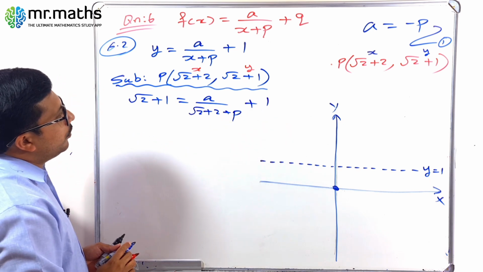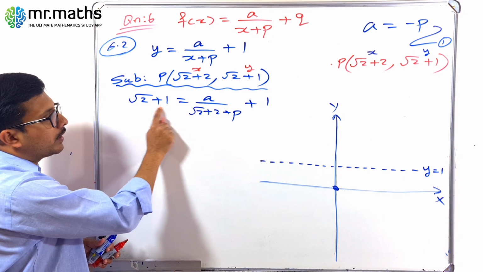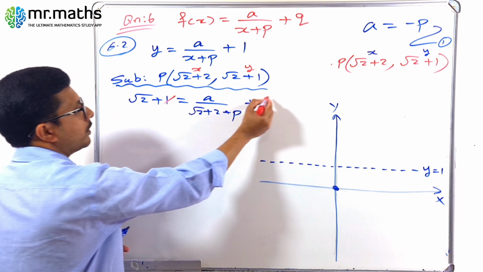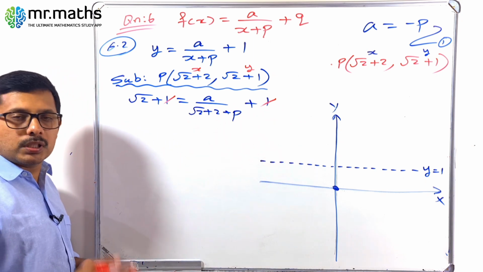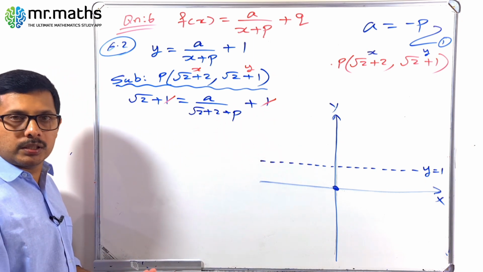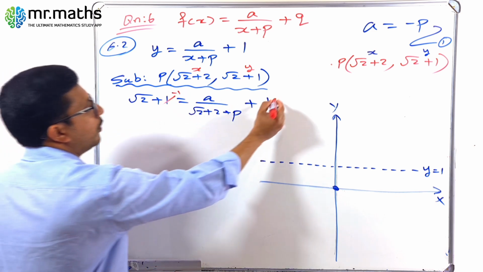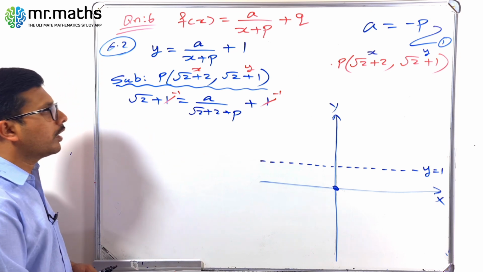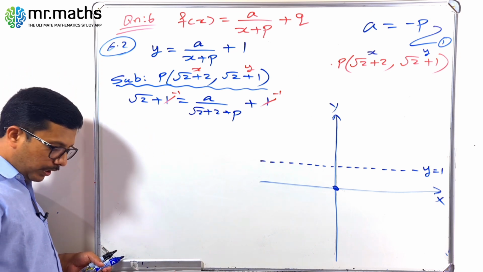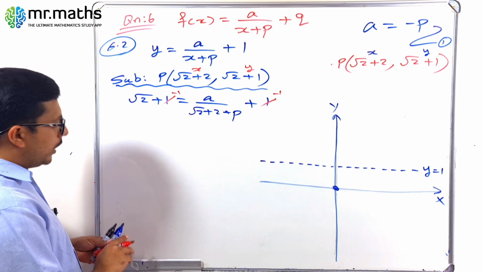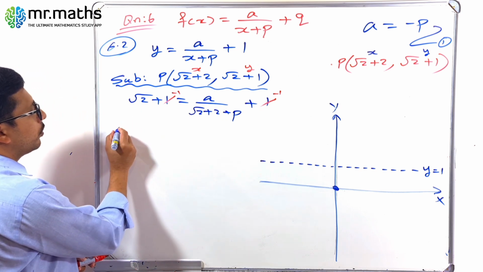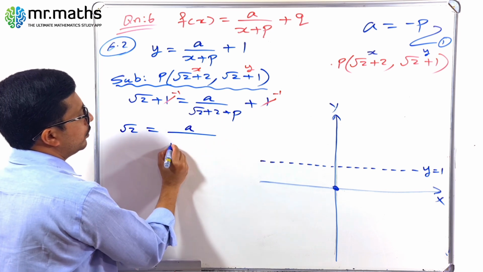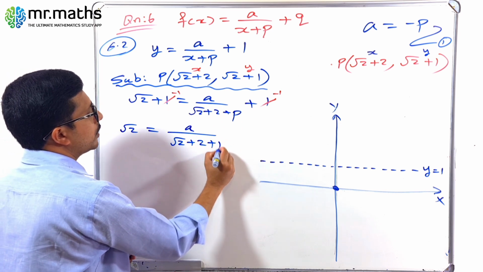Now look at this one. On the left side there is a plus 1, and on the right side also there is a plus 1. So you can cancel the same quantity added on both sides, or subtract 1 on both sides. Same quantity added, so you can cancel it. So what is remaining now? Here only root 2, equal to a over (root 2 plus 2 plus p).